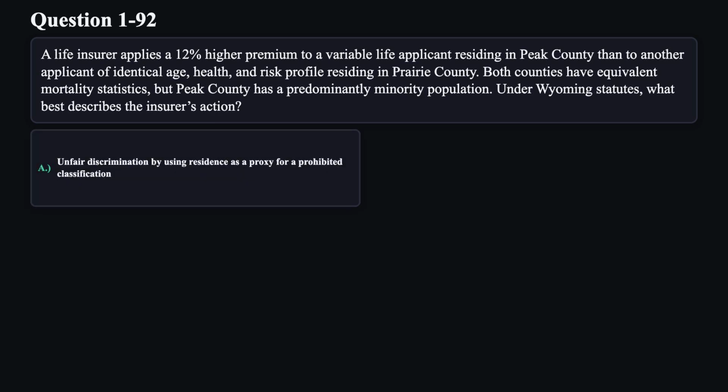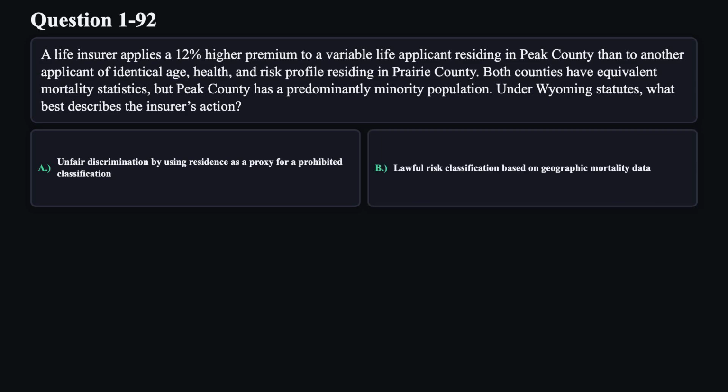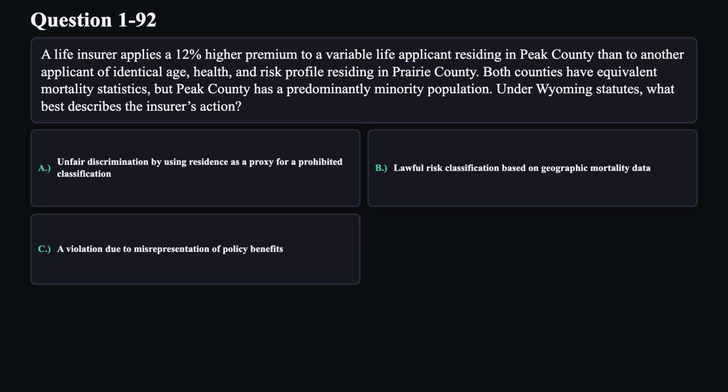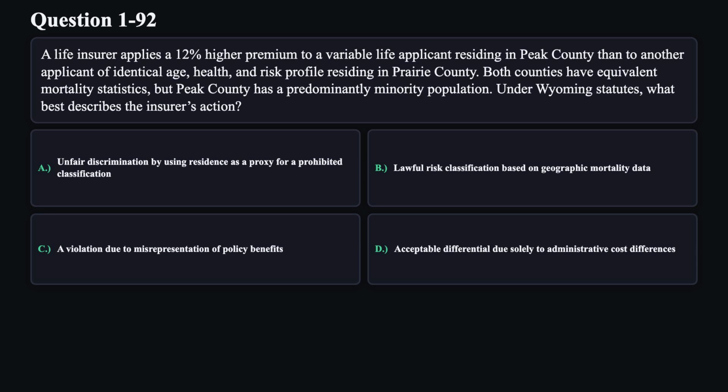A. Unfair discrimination by using residence as a proxy for a prohibited classification. B. Lawful risk classification based on geographic mortality data. C. A violation due to misrepresentation of policy benefits. D. Acceptable differential due solely to administrative cost differences.